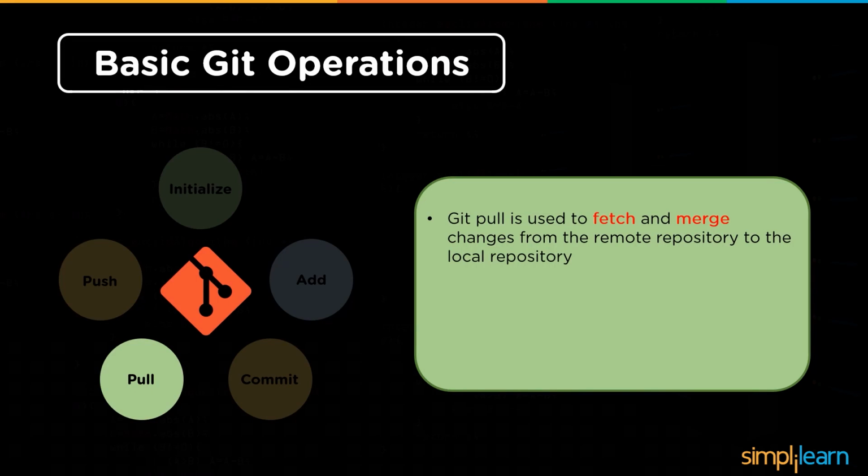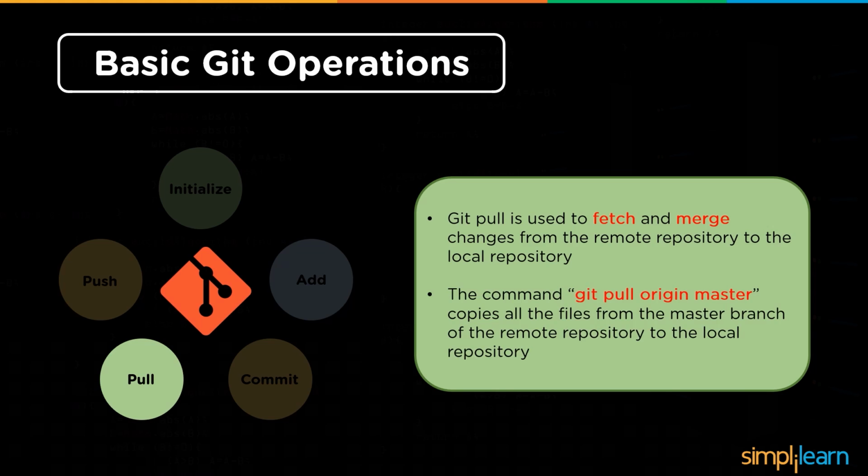Then the next operation is pull. Pull is used to fetch the latest updates from the remote repository and then merge those changes into your local repository. The purpose of taking updates from the remote repository is that different developers are collaborating and uploading their source code to this remote repository. So in that situation, if we want to take some updates from the remote repository, we use the git pull command to get those changes and merge them into your local repository.